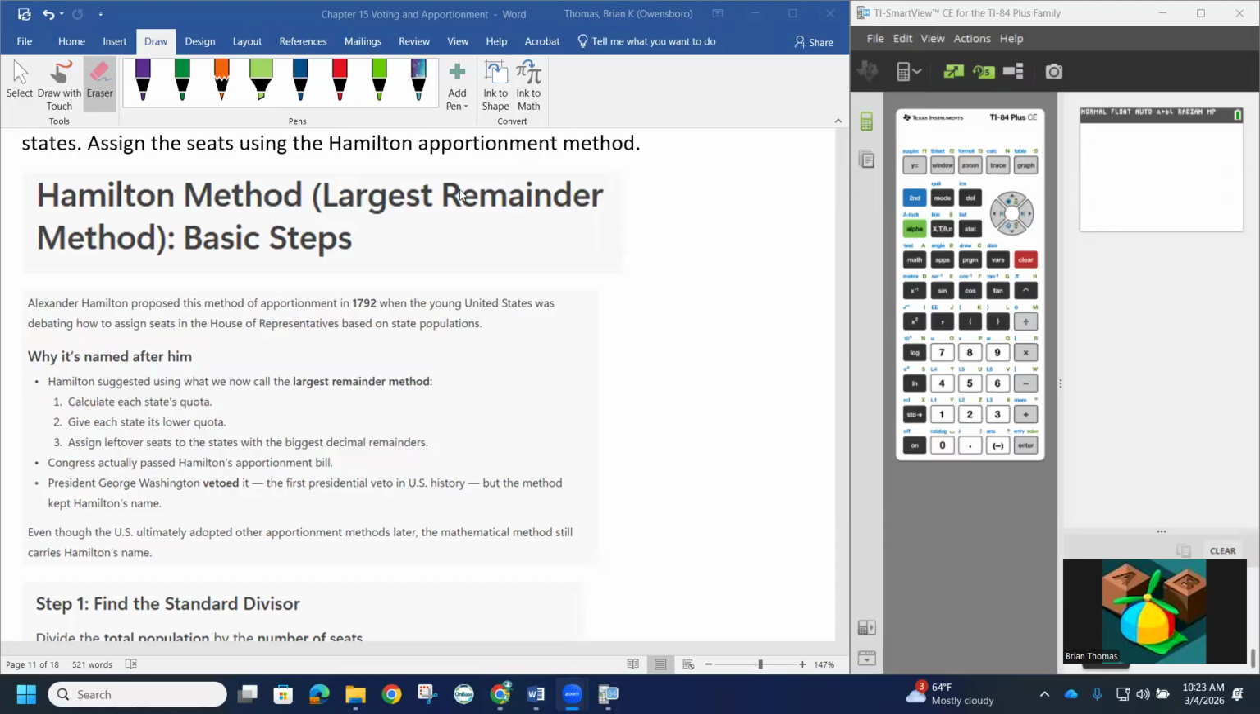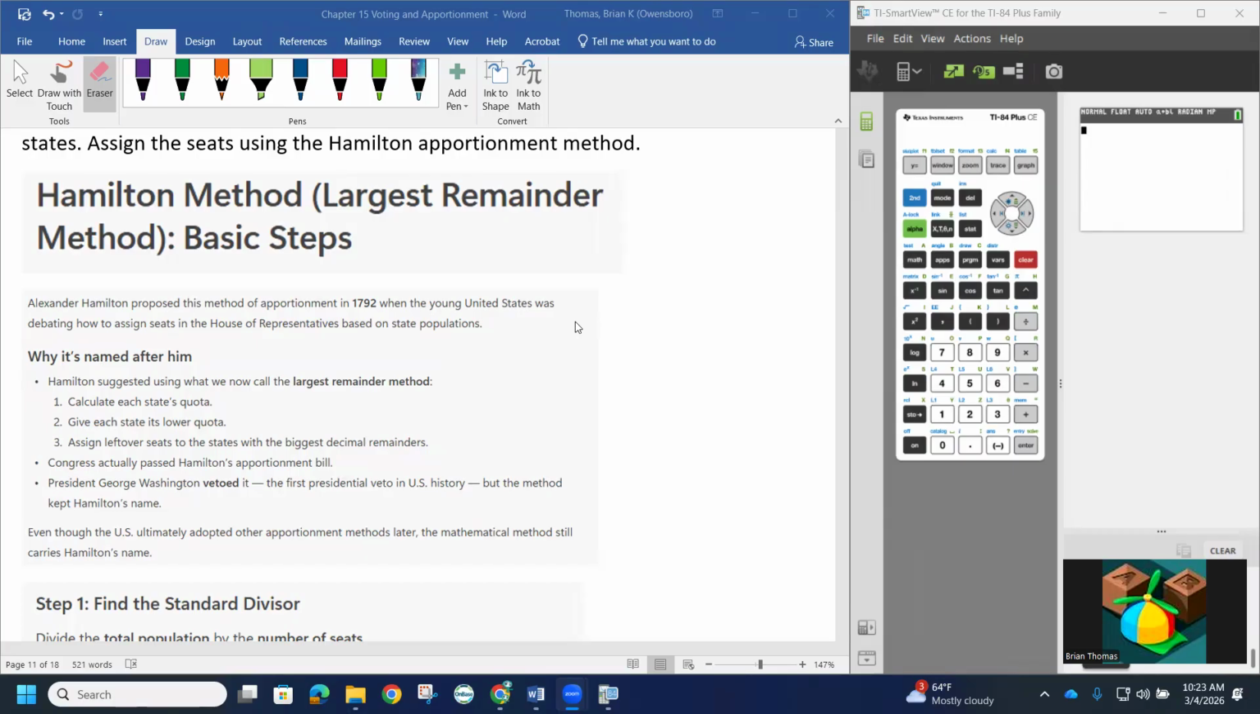So the first example we're doing involves what's called the Hamilton method. It's the largest remainder method. We are going to probably use the graphing calculator, maybe best because of the ability to store decimals, more manageable. So I'm going to try to model this using the graphing calculator.